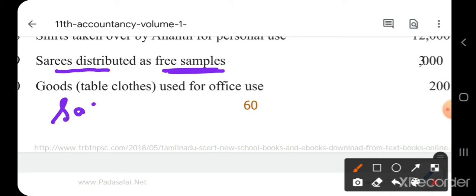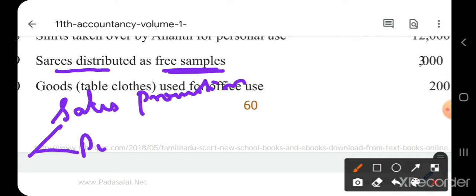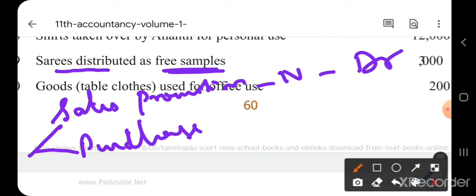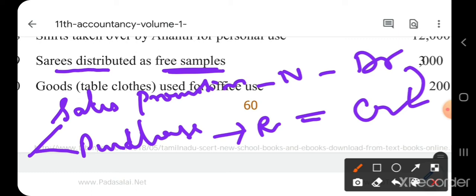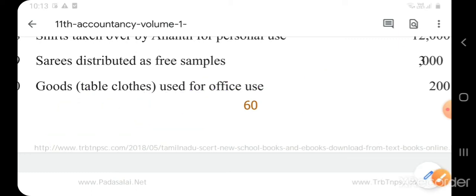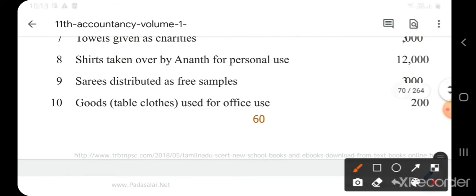So what are the two accounts involved? Sales promotion account and purchase account. Now sales promotion is a nominal expense. It is an expense for the company, so debit all expenses and losses. Purchase account, here it is real account, goods are going out, credit what goes out. So the entry will be sales promotion account debtor to purchase account. Hope it is clear.